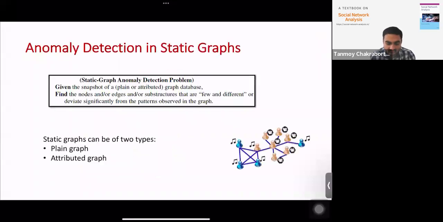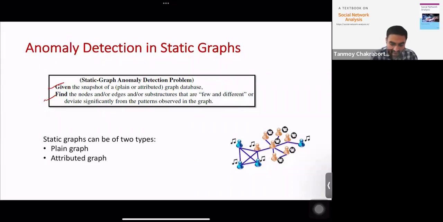So let's start with the static graph. The idea is very simple. The input is a snapshot of the graph, meaning there is no temporal information available. You have a static network, and the task is to identify nodes or edges or substructures which are anomalous, which look very different from the remaining part of the network.